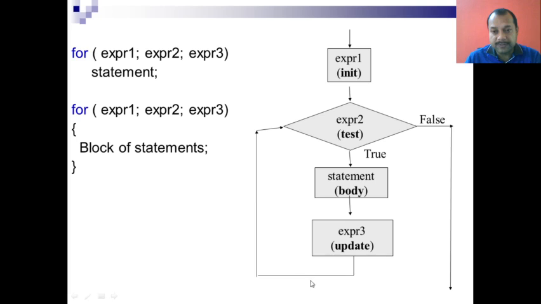After the evaluation of expression 3, control will go to expression 2 to check whether the condition holds true or not. If it holds true, then it will come down to that block of statements. This block of statements will be executed, and after their execution it will go to expression 3, then again go back to expression 2. So the looping will be expression 2, block of statements, expression 3, expression 2, block of statements, expression 3. That way it will keep on looping.